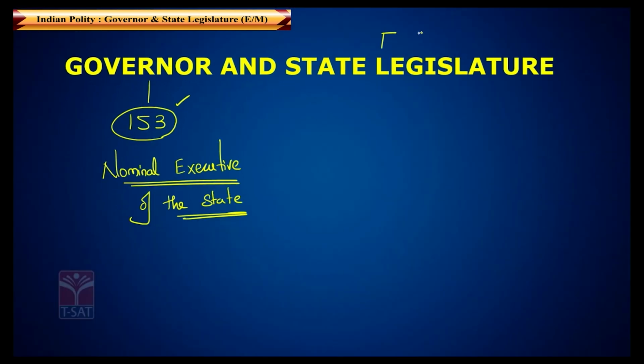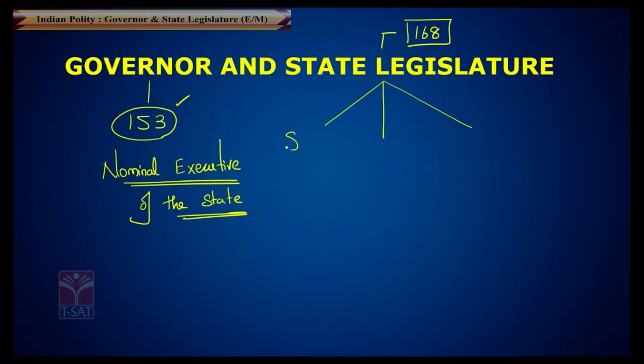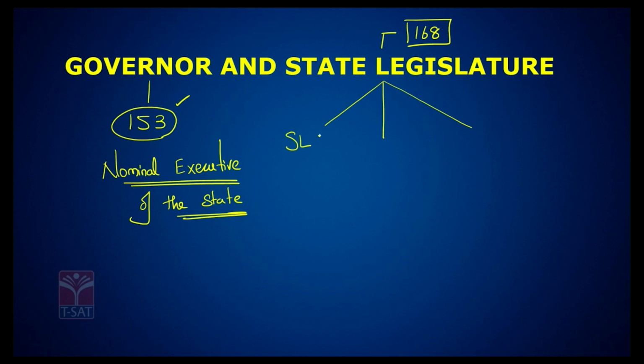Article 168 of the Constitution defines a state legislature. According to Article 168, state legislature is defined as three things: the State Legislative Council, the governor, and the State Legislative Assembly.